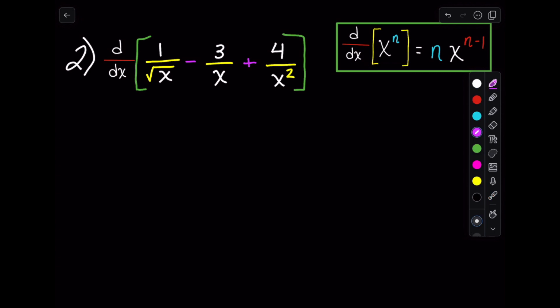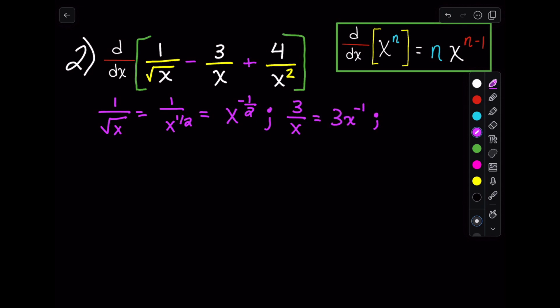Starting with the first term, we have 1 over root x, which as we know is just the same as 1 over x to the power of a half. And to get this term in the numerator instead of the denominator, we can simply change the sign of the exponent. Similarly, in the second term, we have 3 over x, which is the same as 3x to the negative 1. And the third term, 4 over x squared, is just the same as 4x to the negative 2. This will come in handy when we go to take the derivative of each of these.